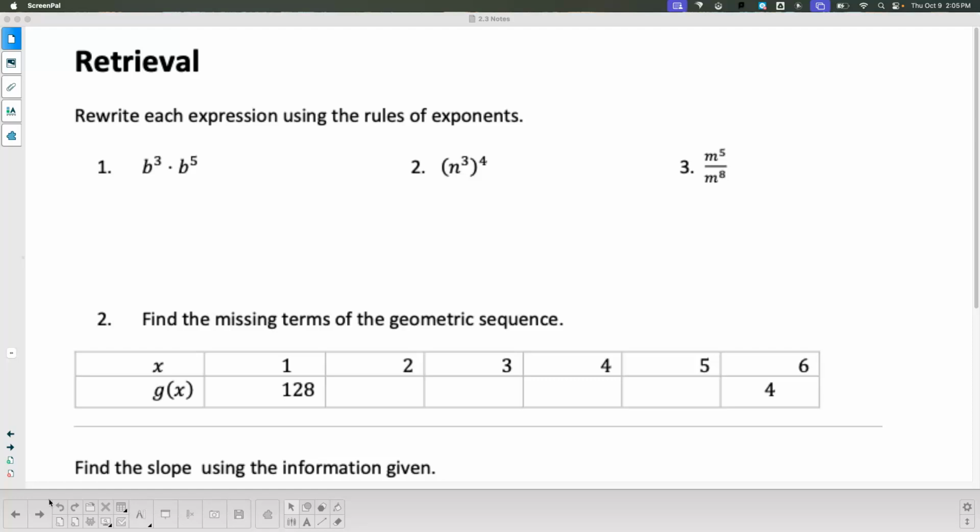Number 1. What do we got? Anybody? B to the 8th power? B to the 8th power.